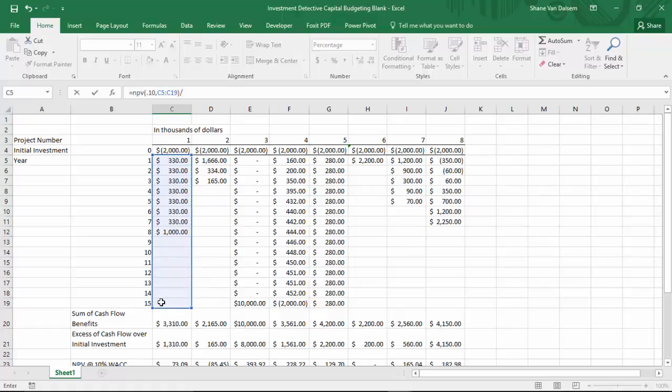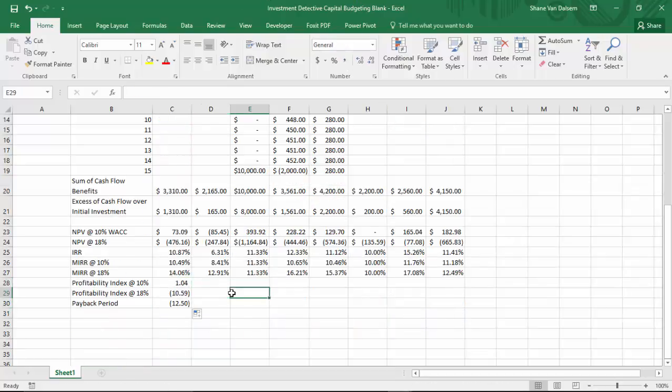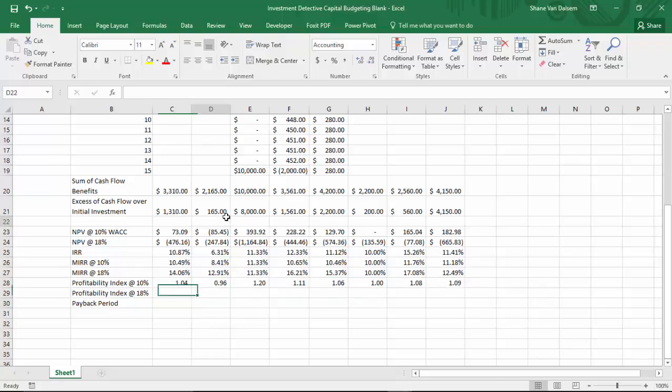Then I'm going to divide that by the initial investment. I'm going to take the negative of the initial investment, so it makes it a positive number. Okay. And then I want to change this from a percentage just to a regular decimal. So our profitability index is 1.04 for the first project, 0.96 for the second project, which is what we would expect because our NPV is negative at 10%.